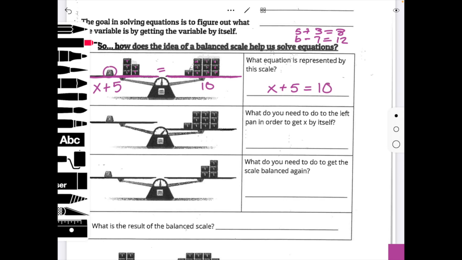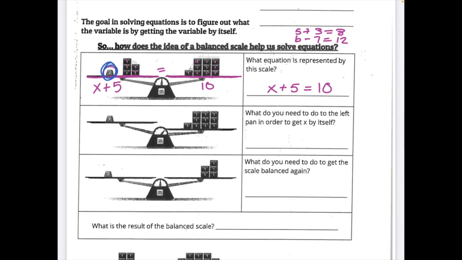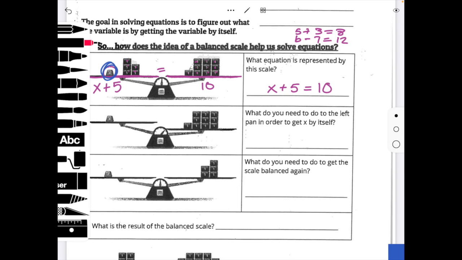Now we're going to think about how we can keep this scale balanced while also figuring out what x equals. If I could see a scale that just has x on it, then it'll show me what x is equal to on the other side. So what happens here? We still have our 10. What did they do here? We took away 5 blocks. So we want to take away 5 blocks on the other side as well.